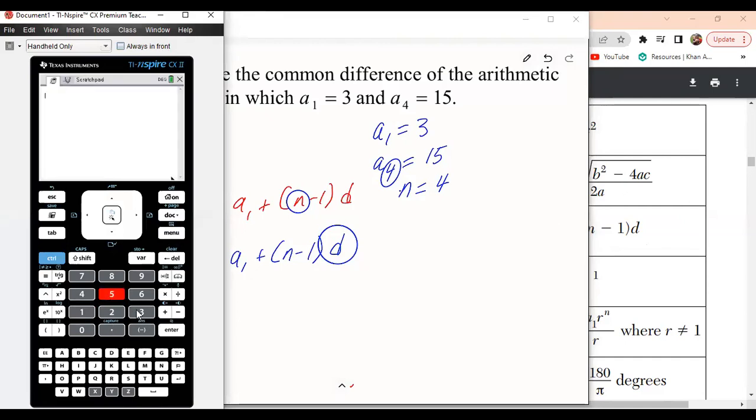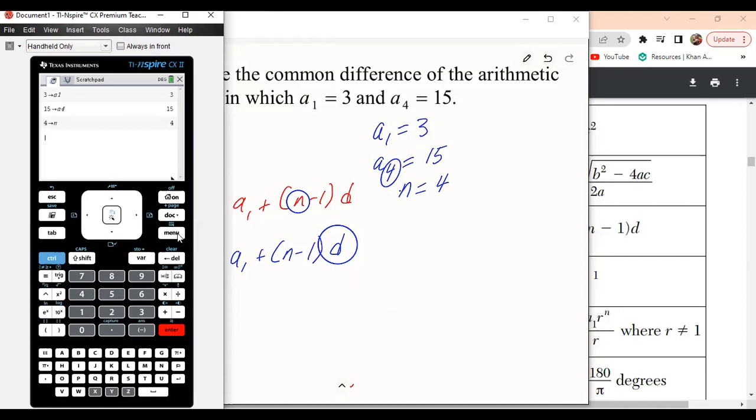So we're going to store 3, and we're going to store it into A1. That's the variable that we're storing it in. And then we're going to take 15 and store that into A4. And we also know that n is 4, so we're going to store that into n. And now we have all the variables stored, and now we can solve for d.